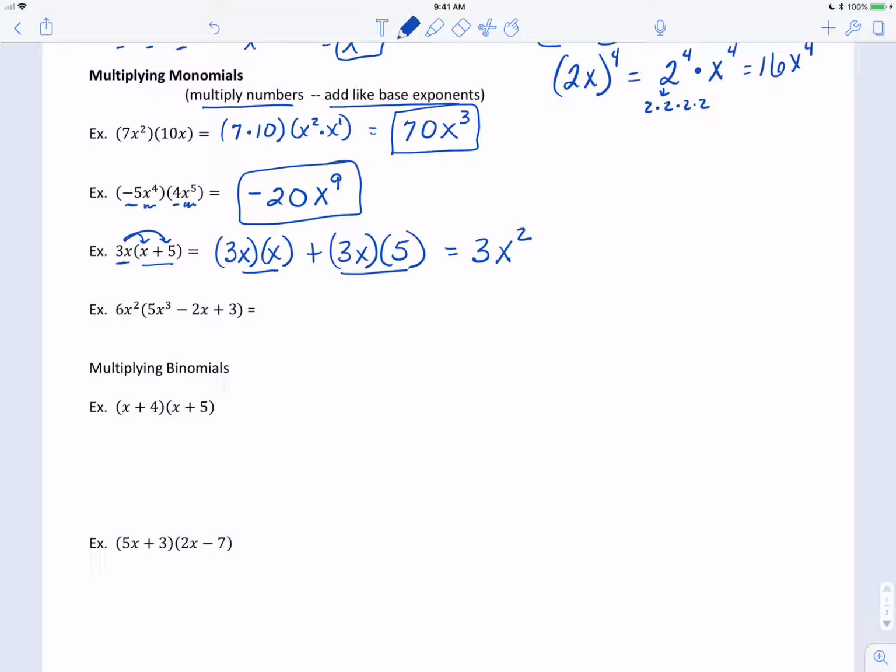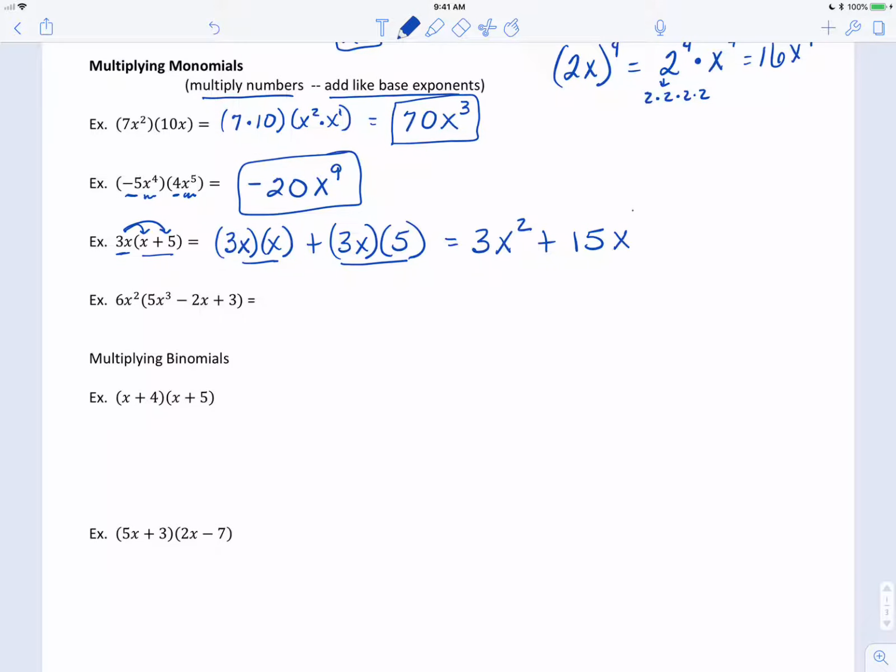3x times 5, multiply my numbers. 3 times 5 is 15, and I just have a single x. All right. Same thing on this last example. Multiply these two terms together. So the 6 times 5 is 30. X squared times x cubed means x to the 2 plus 3, which is 5.